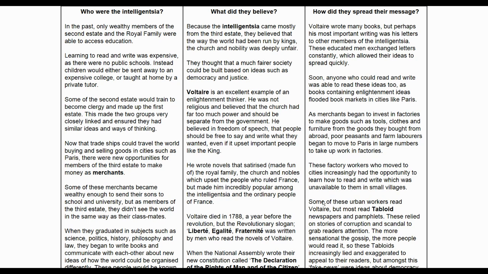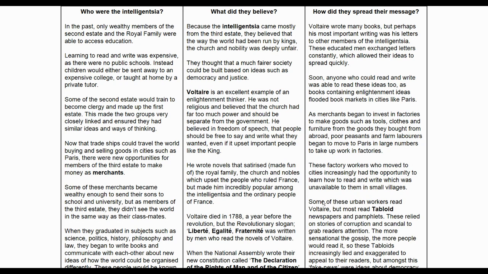In the past, only wealthy members of the second estate and the royal family were able to access education. Learning to read and write was expensive as there were no public schools. Instead, children would either be sent away to an expensive college or taught at home by a private tutor. Some of the second estate were trained to become clergy and made up the first estate. This made the two groups very closely linked and ensured that they had similar ideas and ways of thinking.